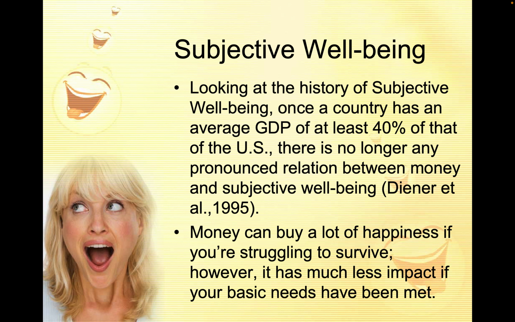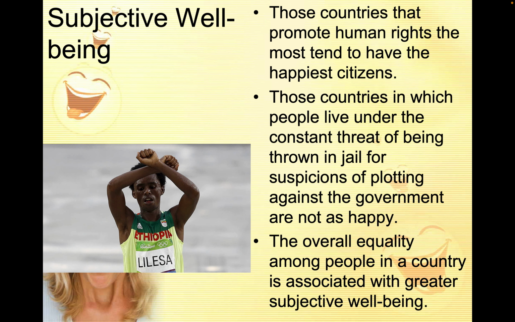Money can buy a lot of happiness if you're struggling to survive. However, it has much less impact if your basic needs have been met, and that's one of the reasons why we're looking at this GDP of 40% of what it is in the United States, and people are struggling to survive. Those countries that promote human rights the most tend to have the happiest citizens. Those countries in which people live under the constant threat of being thrown in jail for suspicions of plotting against the government are not as happy.